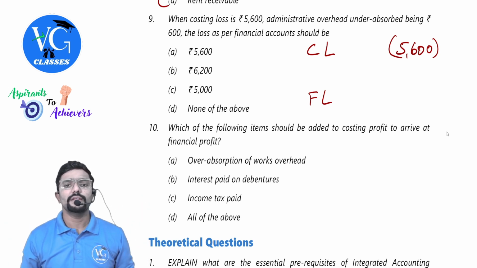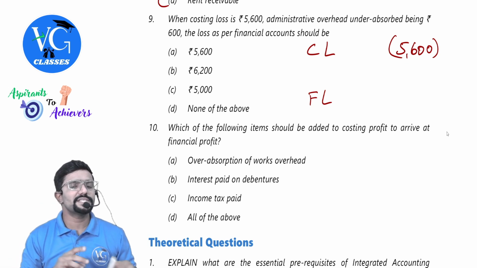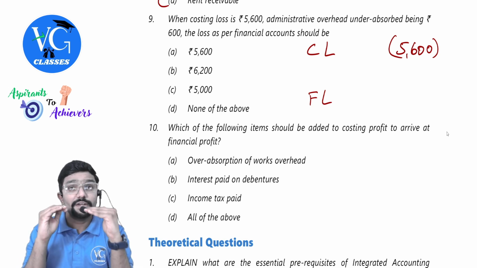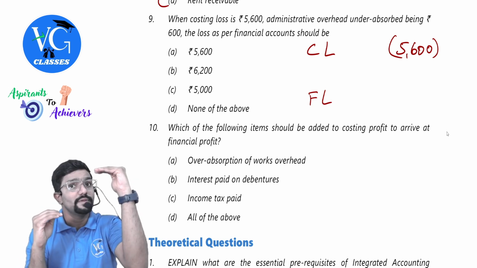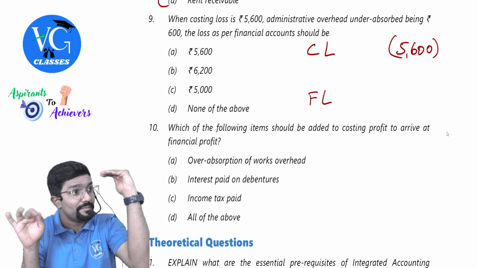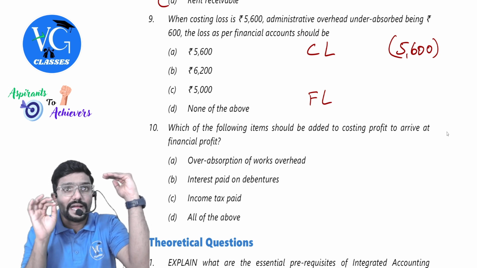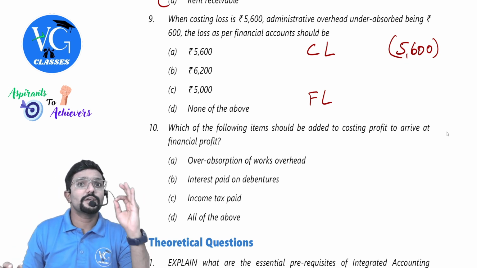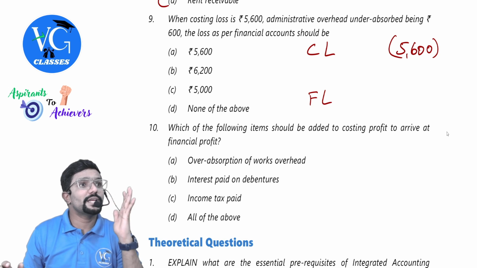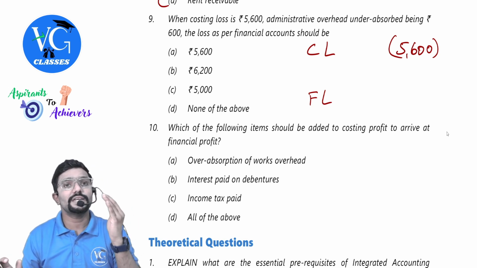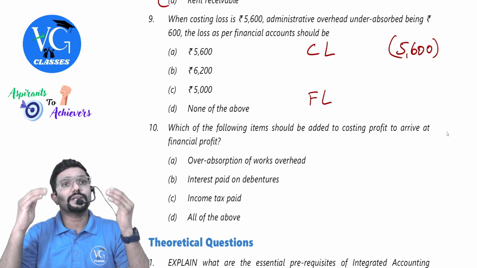Under absorbed in cost books. Administrative overhead under absorbed means you have recorded the expenditure less. Because of it, your costing profit would have gone up. I am analyzing from profit point of view. I know in the question it is a loss, but still I am analyzing from profit point of view. Again, I will repeat: in cost books, we have recorded the expenses less. So in that case, what should we do? Sir, already my costing profit.